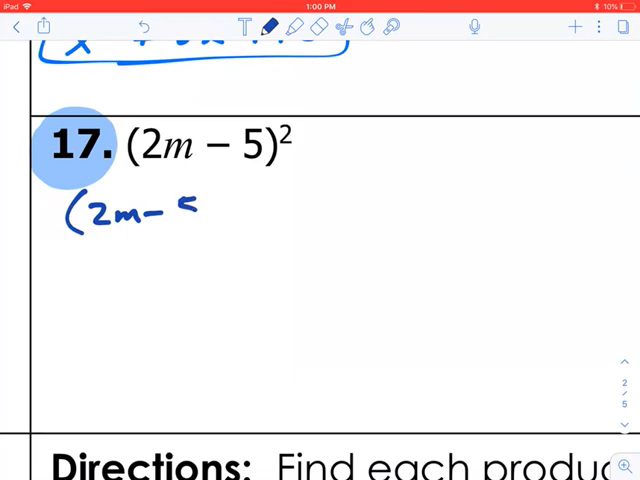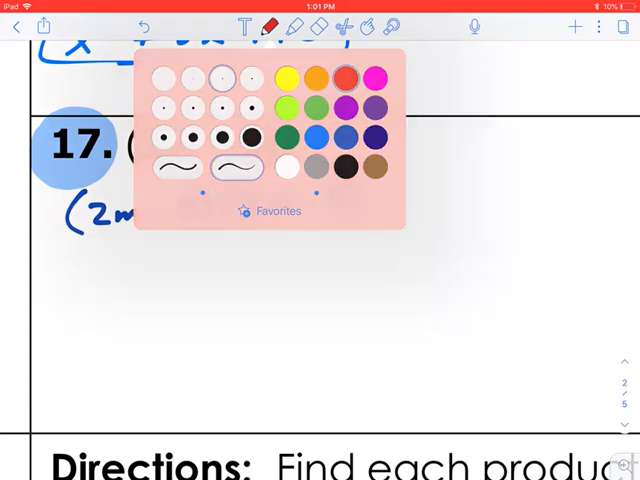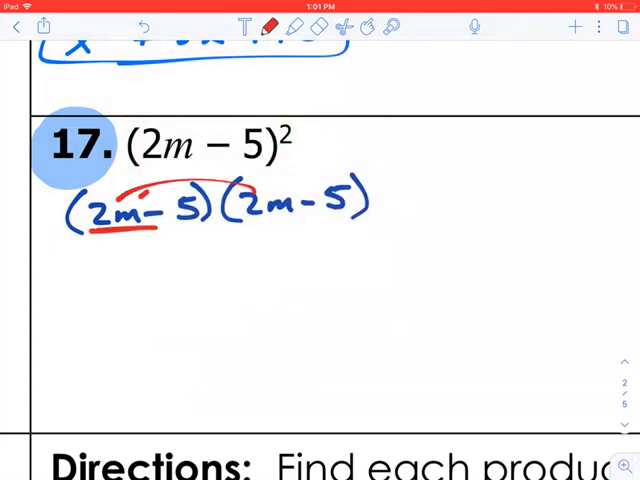So instead, rewrite it: 2m minus 5 times 2m minus 5. Okay? Now let's go ahead and solve. 2m times both. 2 times 2 is 4. m times m is m squared. 2 times negative 5 is negative 10m.